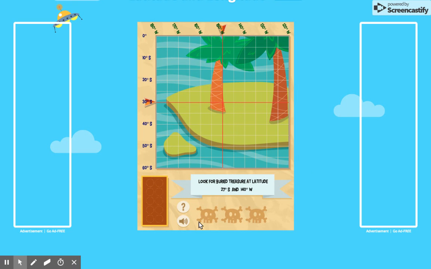So right here, these 3 skulls represent our 3 lives. So if I were to just carelessly click, I'm not going to get it right, so I'm not going to help get the treasure. So I have to look. The first coordinate, 27 degrees south. So here's 20, here's 30. So 27 would be right about there in the middle. And the next one I need is 140 degrees west. That one's a bit easier to find because it's right on the line. So I look to see where those 2 meet, and I click. And so I find treasure.